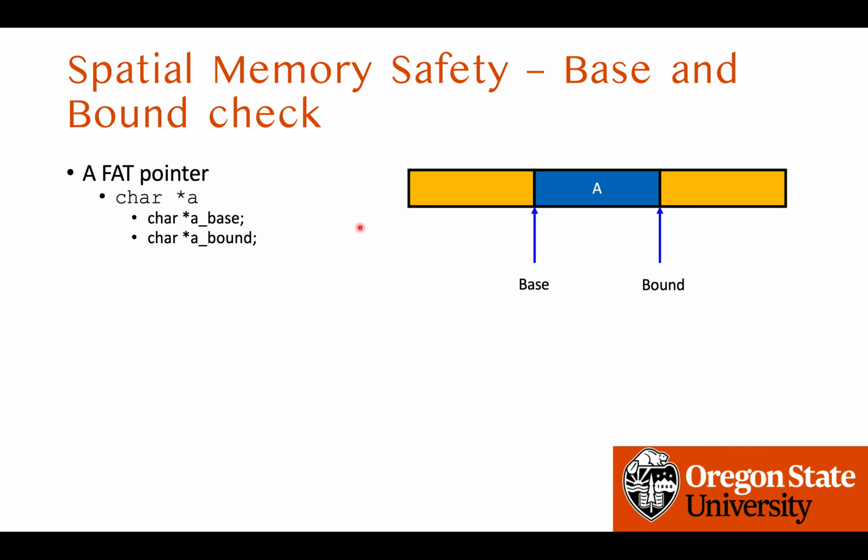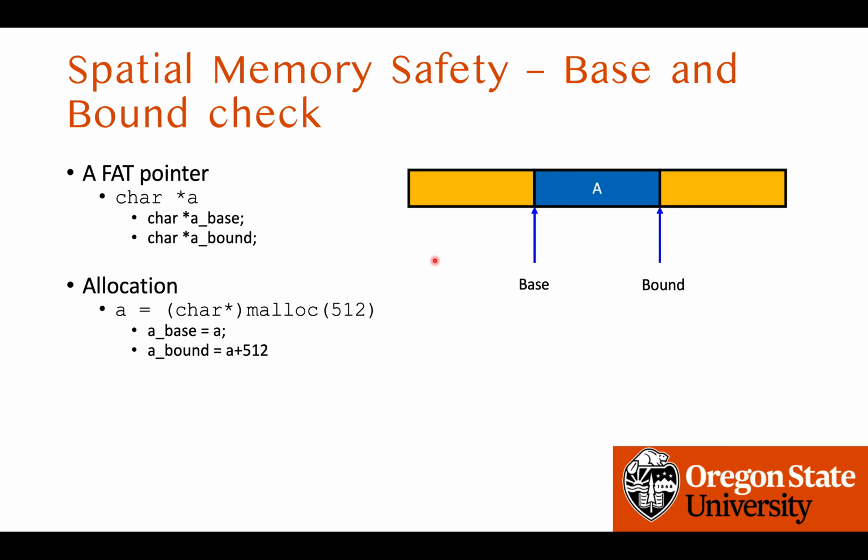Let's start with the base and bound check, which builds up the spatial memory safety in the program. To start with, let me introduce the concept of a fat pointer. A fat pointer is a pointer that not only stores the target address that it should point to, but also stores base and bound information to define the start and the end of the memory region.